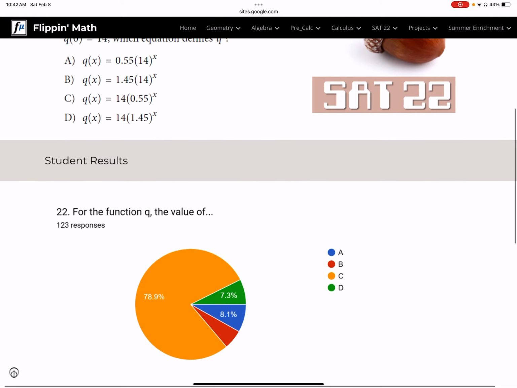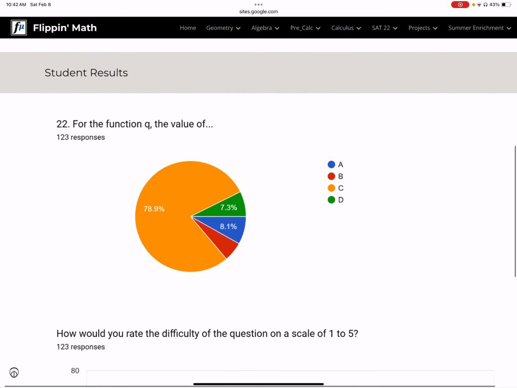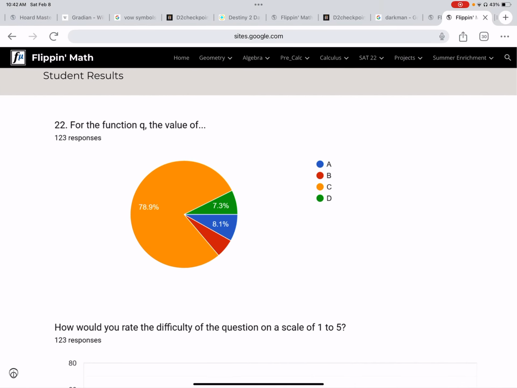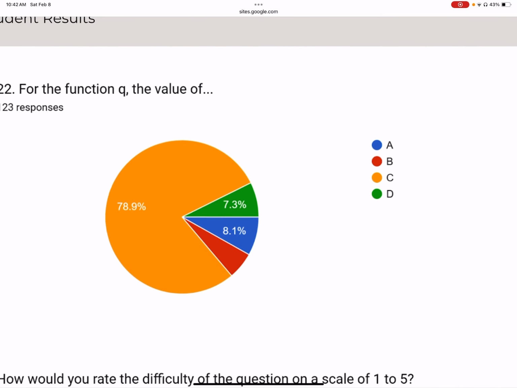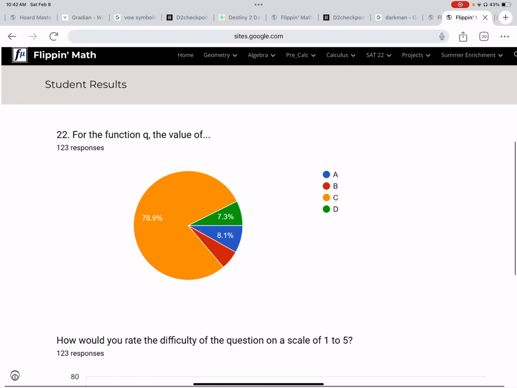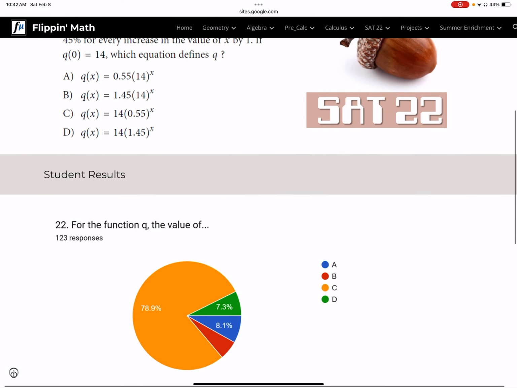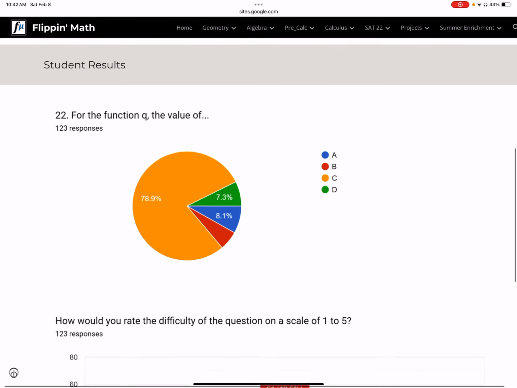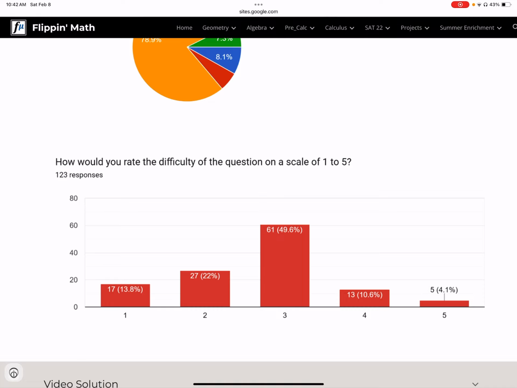How did we do on this? Well, about 78.9%, nearly 80% of us chose answer choice C, which was in fact the correct answer. The other ones were pretty close to evenly split. And we said pretty clearly that this was a medium question, just like all of them.